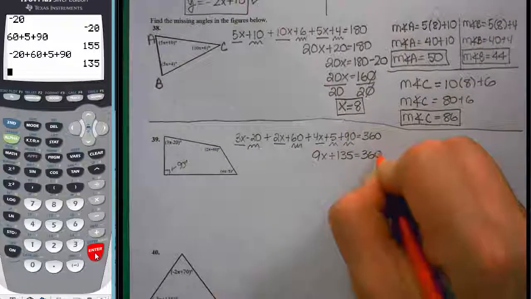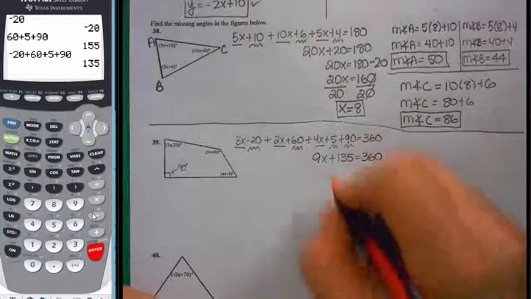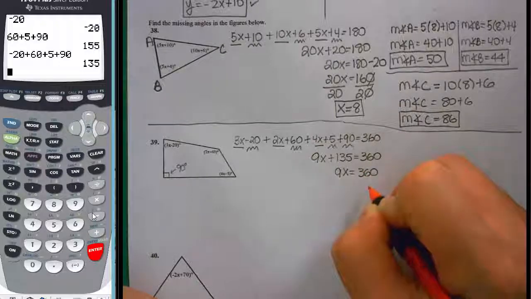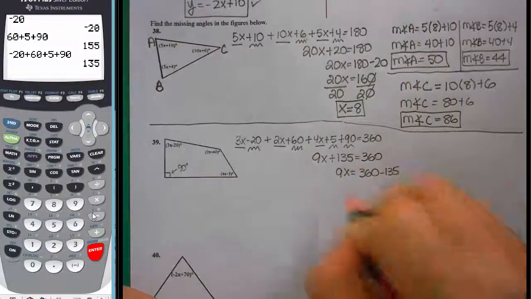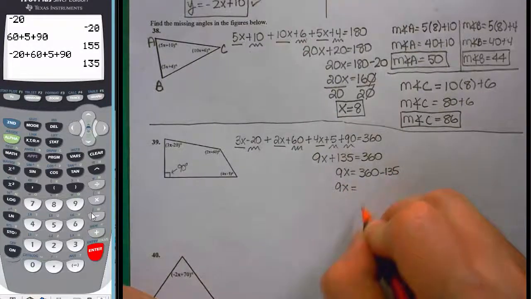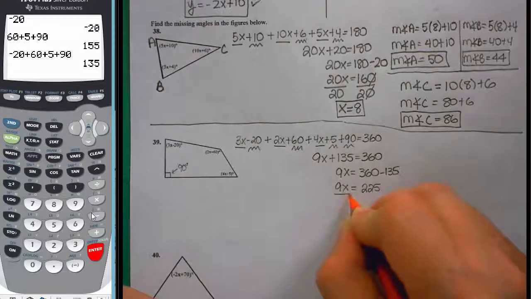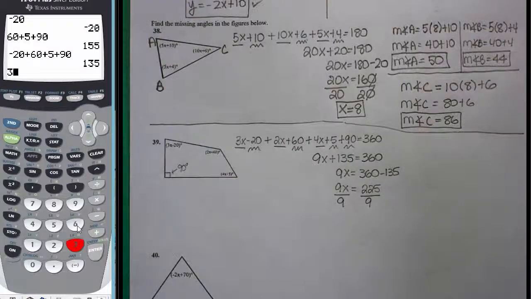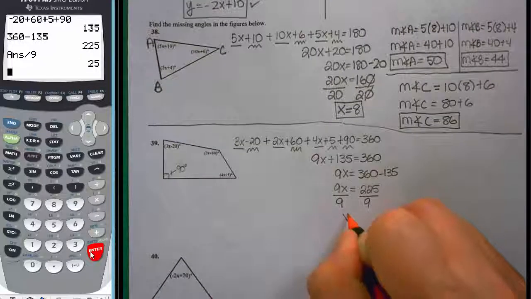Equals 360. To get the x alone, I'm going to move the 135 to the other side. And 360 minus 135 will be 225. I'm going to divide that by 9. Okay, remember you have a calculator there. You can do all these calculations on the calculator. So 225, and now we're going to divide that by 9. And calculator says that x equals 25.